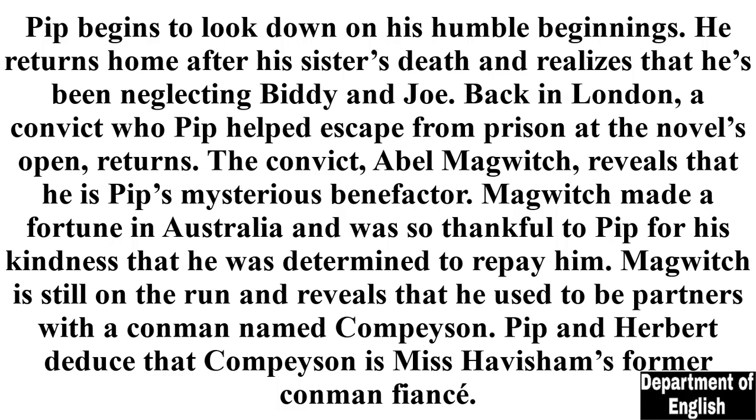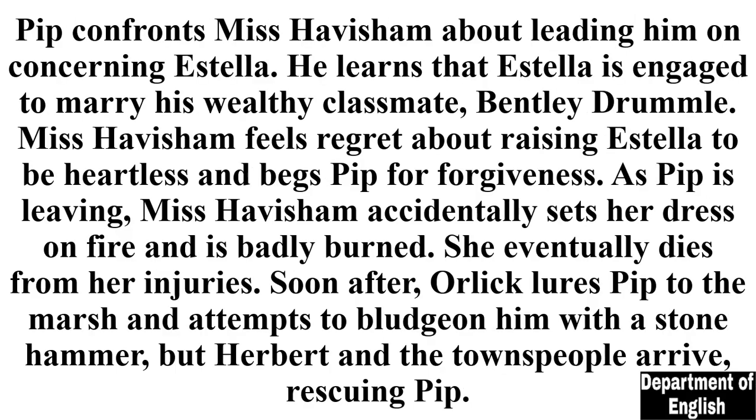Magwitch is still on the run and reveals that he used to be partners with a conman named Compeyson. Pip and Herbert deduce that Compeyson is Miss Havisham's former conman friend. Pip confronts Miss Havisham for leading him on concerning Estella. He learns that Estella is engaged to marry his wealthy classmate, Bentley Drummle.